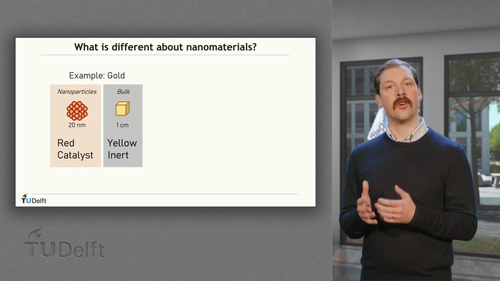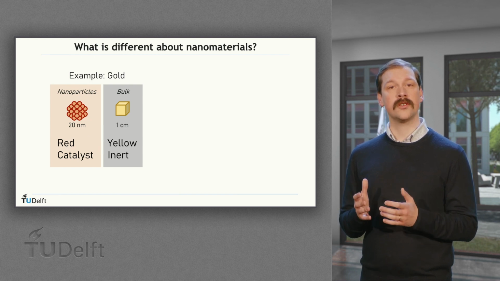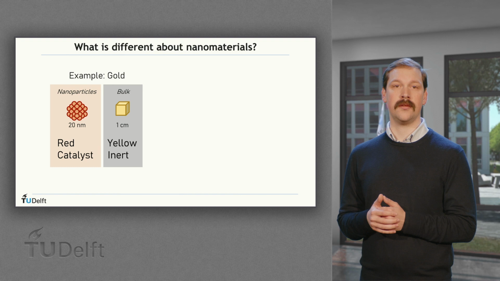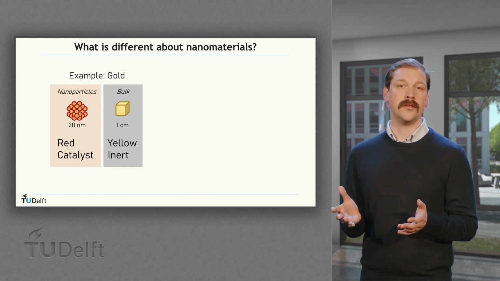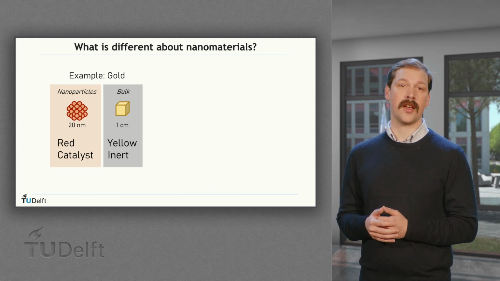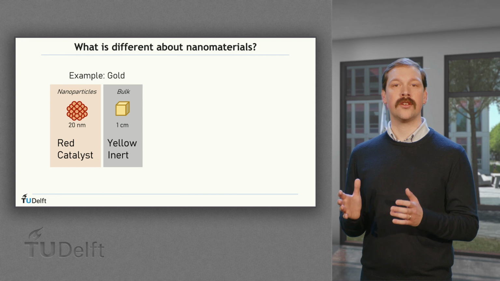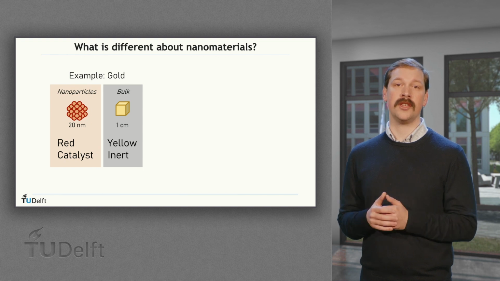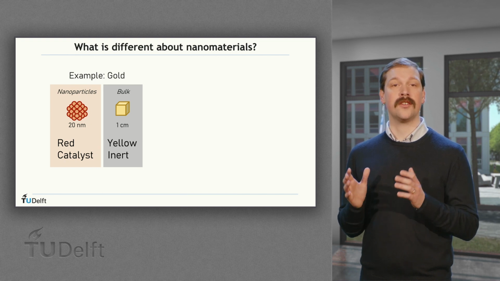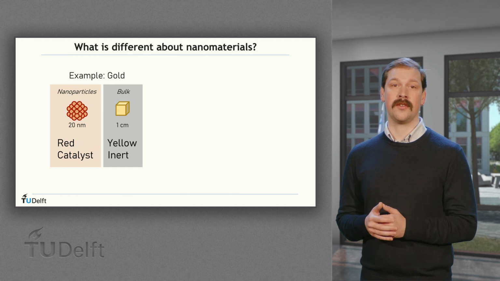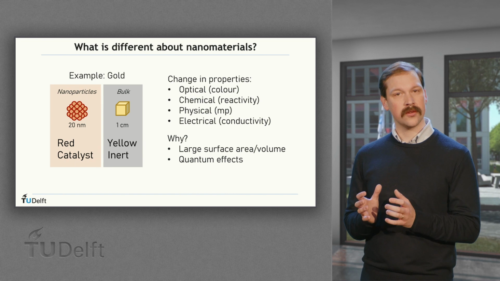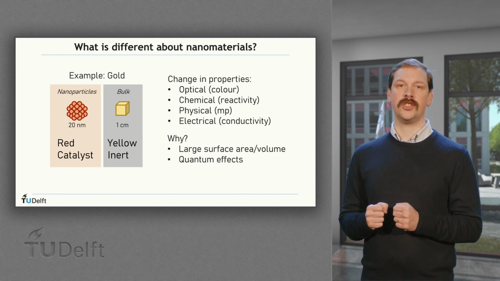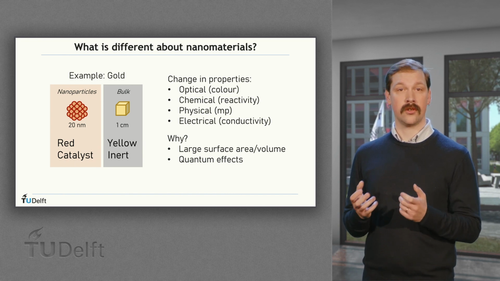The extremely small size of nanoparticles will cause a change of properties of a material. Let's see the example of gold. Bulk gold is a yellow, shiny metal that is inert, meaning that it is chemically not very reactive. A nanoparticle of gold of a diameter of 20 nanometers, instead, is red in color and is a very active catalyst.